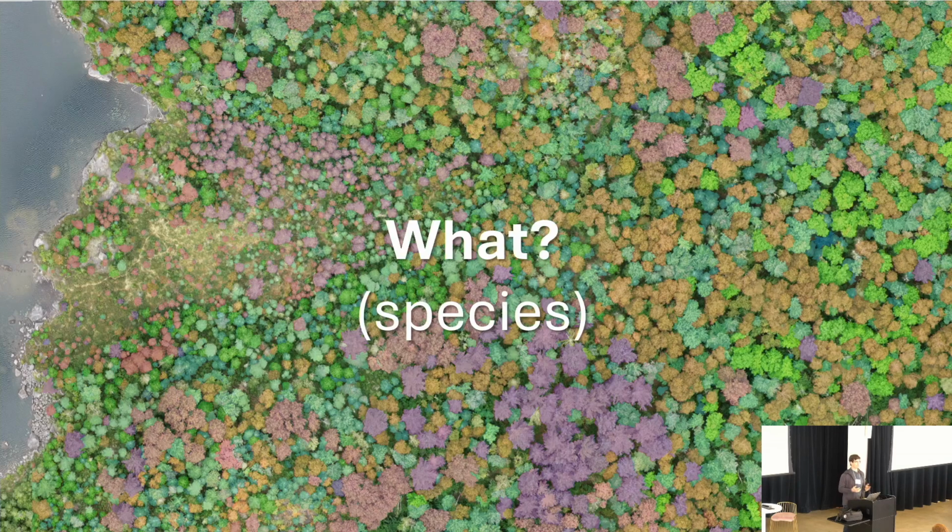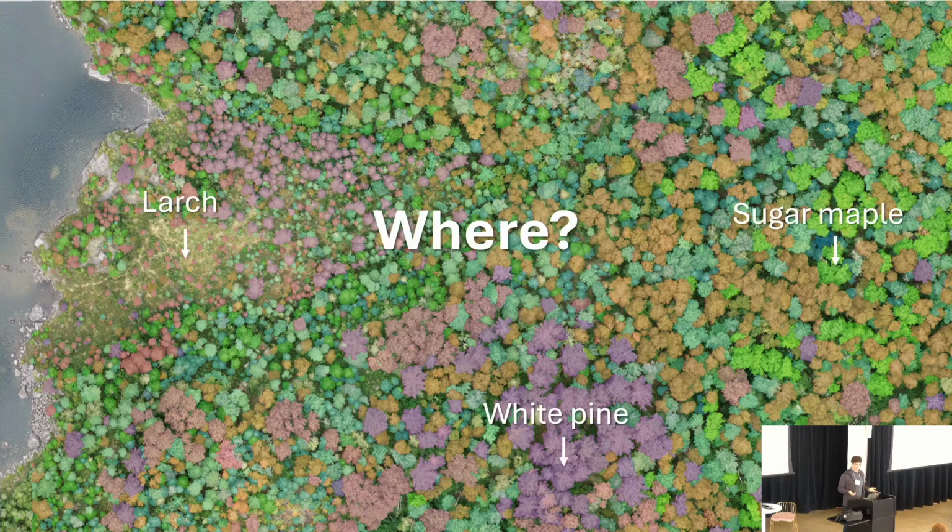The type of questions we ask are very general. For example, what type of trees do we find across the landscape? In terms of species, what species? Where do they grow? For example, here you might see larch in the western part, and then you see sugar maple in the eastern part, and white pine. This is all at our field station, the University of Montreal field station in the north.